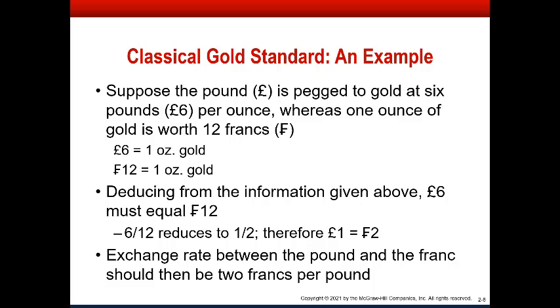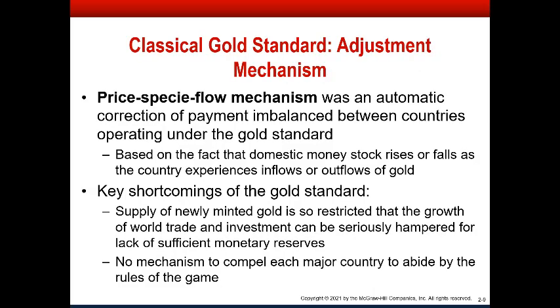And what that's going to do is drive the demand for francs up relative to pounds, which will drive their price back up in terms of pounds until you get back to the 1 pound to 2 francs exchange rate. So the classical gold standard is a very fixed and rigid and stable international monetary regime.